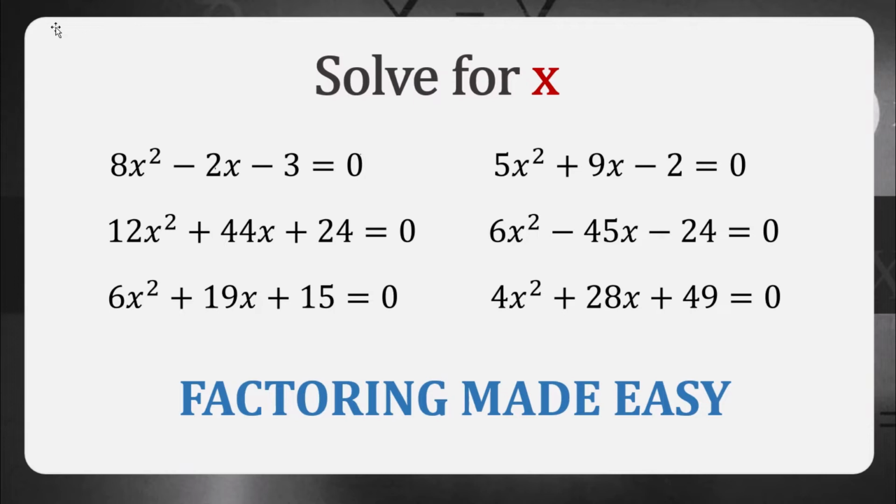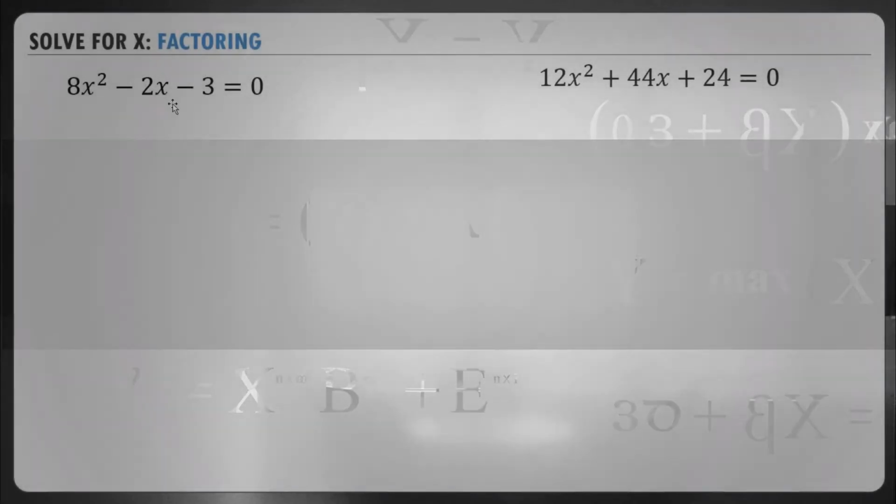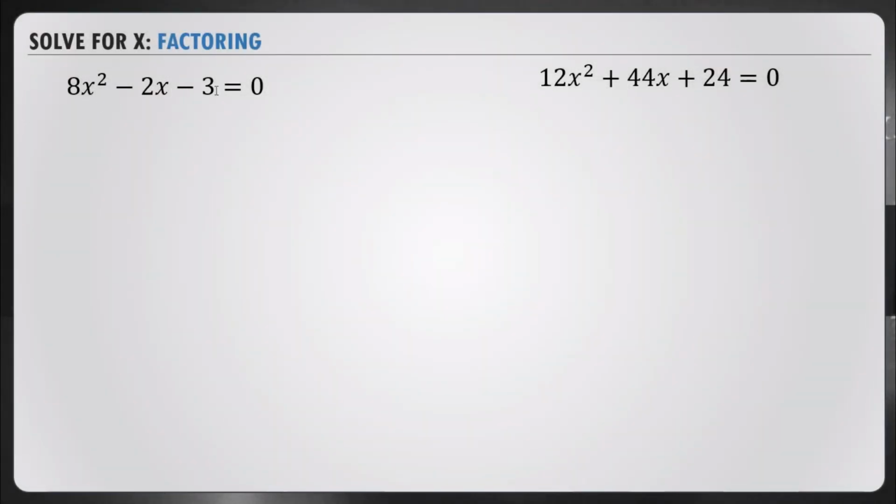Factoring is one of my favorite topics in algebra. So let's start with the first one. We have 8x squared minus 2x minus 3 is equal to 0.